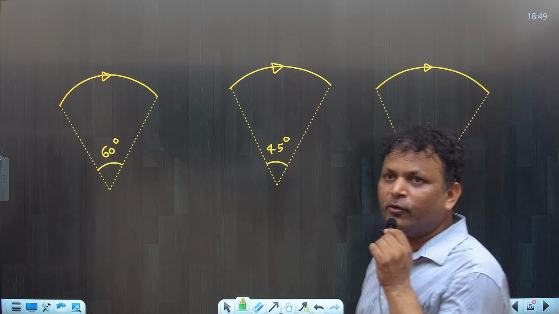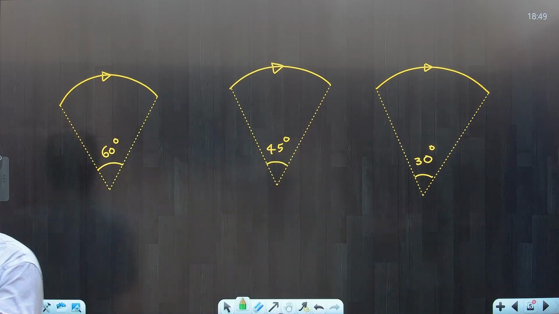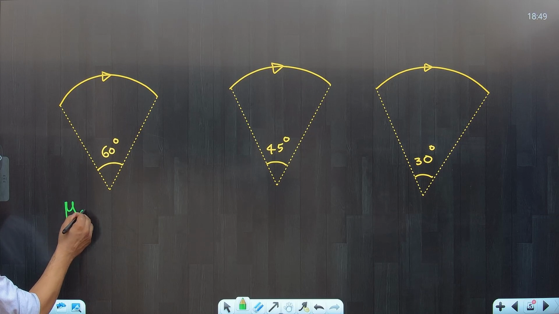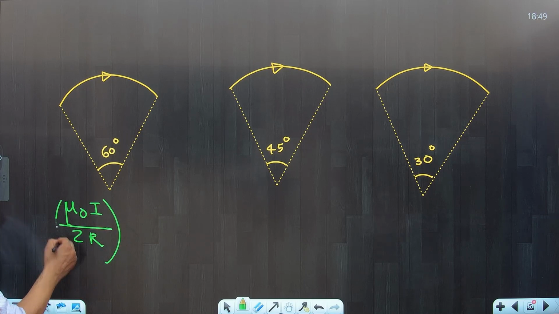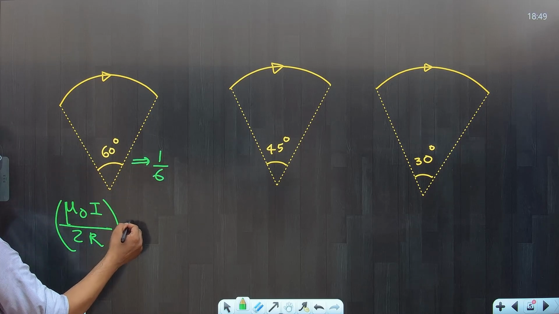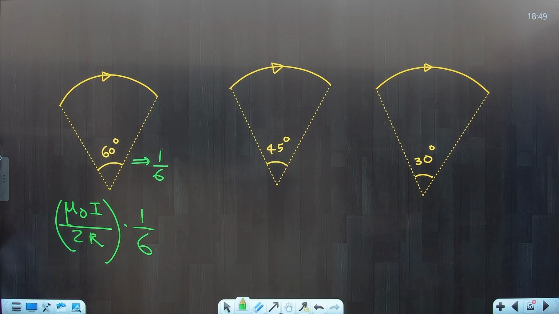So we have to calculate magnetic field for these systems. You will write for this case mu naught I by 2R, the magnetic field due to complete circle. Now 60 degrees is 1/6 of the circle, so you will multiply it by 1/6. That is the answer. Direction: just curl your fingers and the thumb is into the paper.